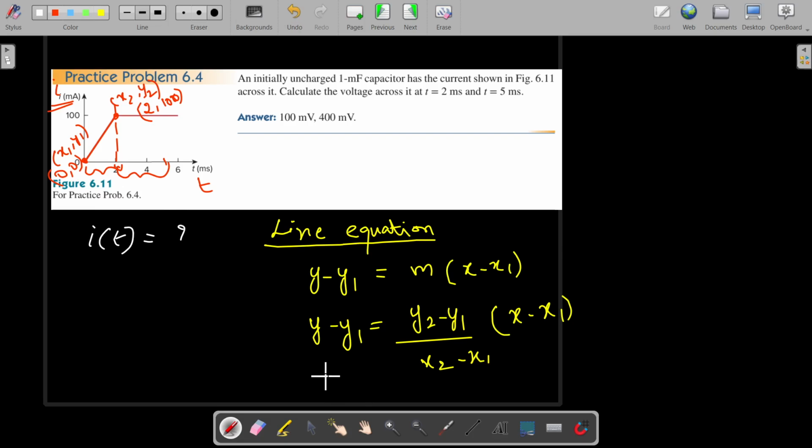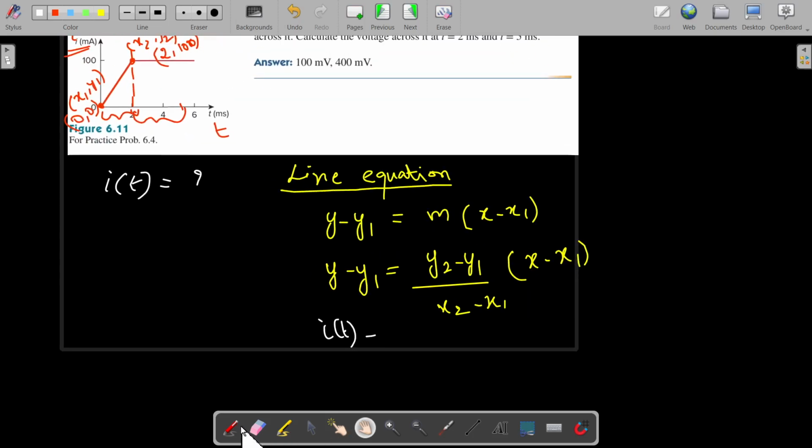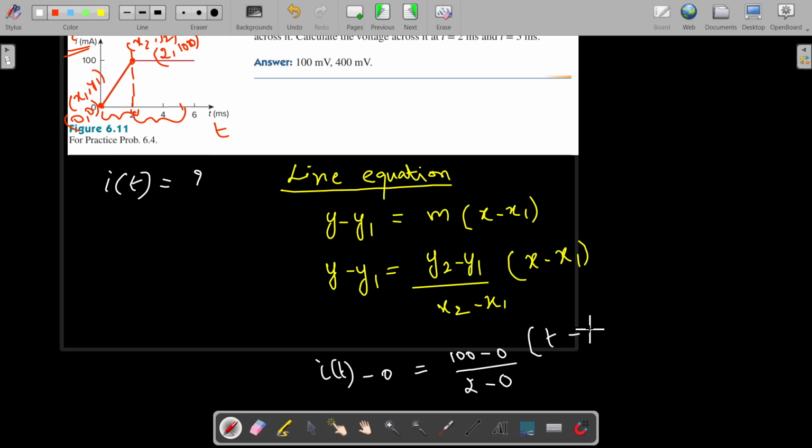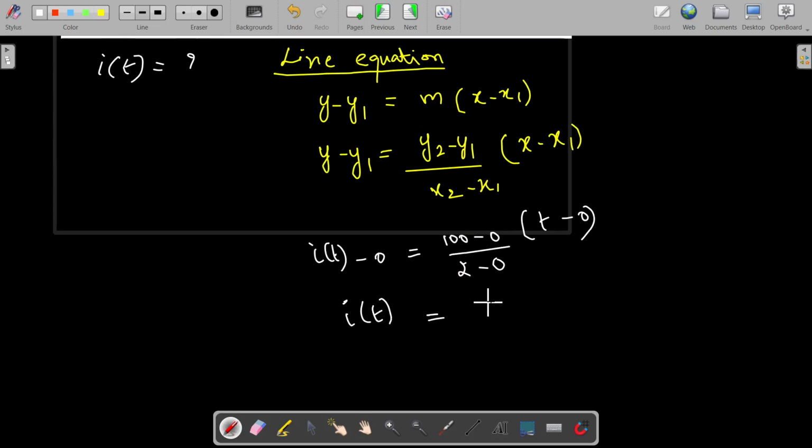So it is y minus y1. Y is nothing but I of t. Y1 value is 0. That is equal to y2, which is 100, minus y1 value 0, divided by x2 value 2 minus x1 value 0, and x is nothing but t minus x1, which is 0. So when you simplify this, I of t is equal to 100 by 2, that is 50 times t. So you get the ramp signal. This can be directly written as it is a ramp also.